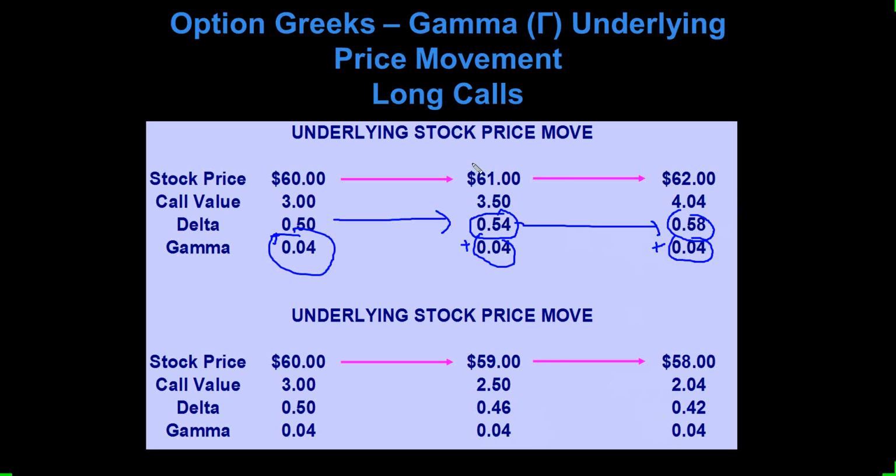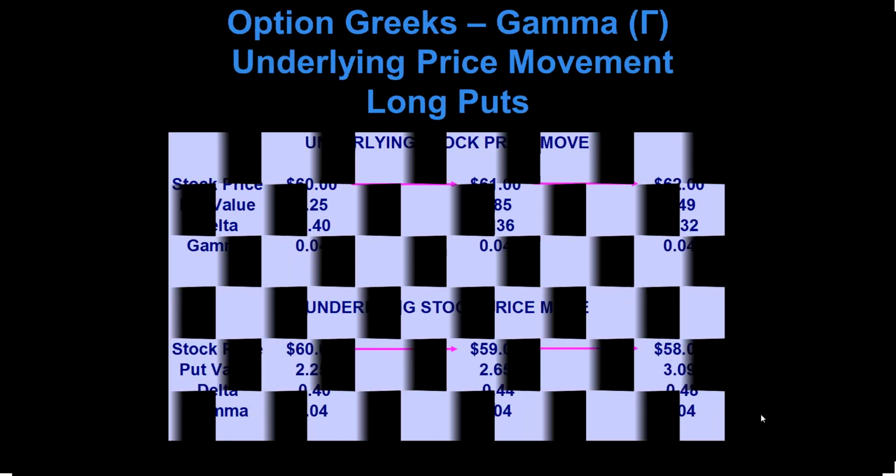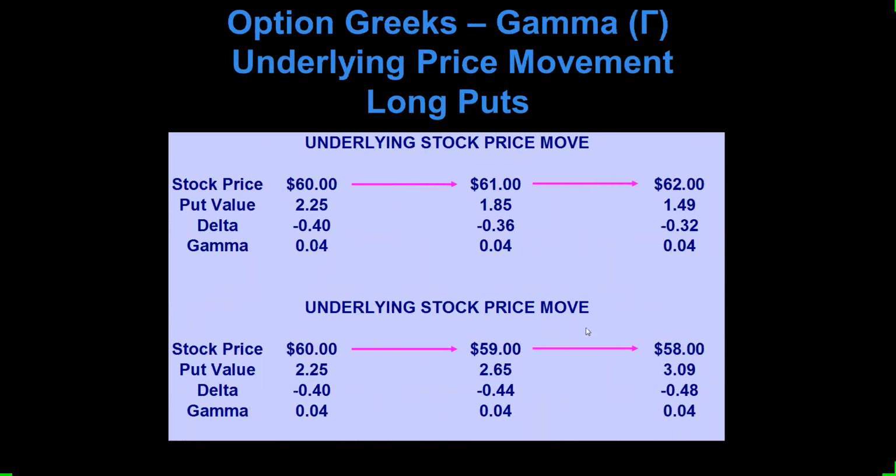And then eventually, as you get away from, let's assume that's at the money, gamma is going to start coming down to 0.3 and then to 0.2. It starts moving down. Same thing down here as well. Long puts, same way. Notice here, one thing I do want to point out, gamma is positive for both long puts and long calls. Delta is negative for long puts, but gamma is always positive.